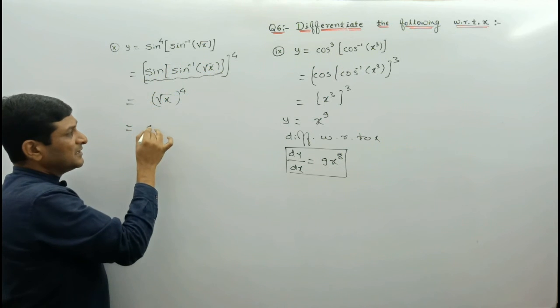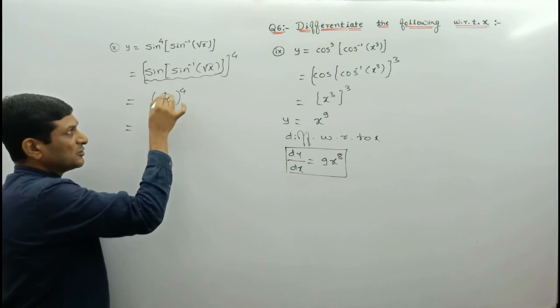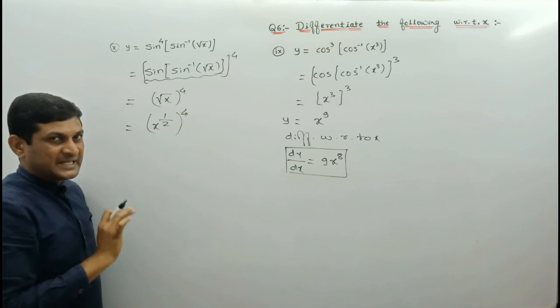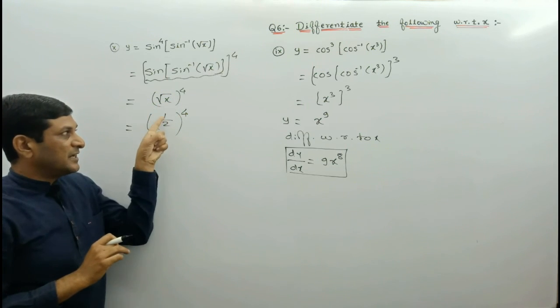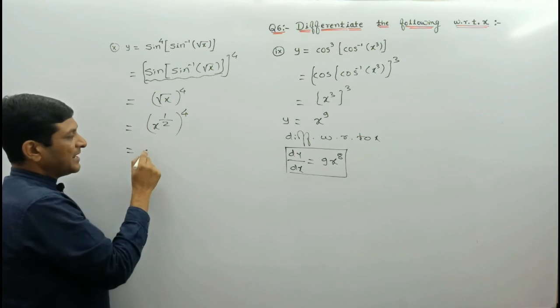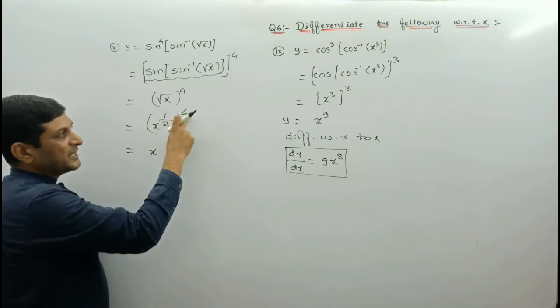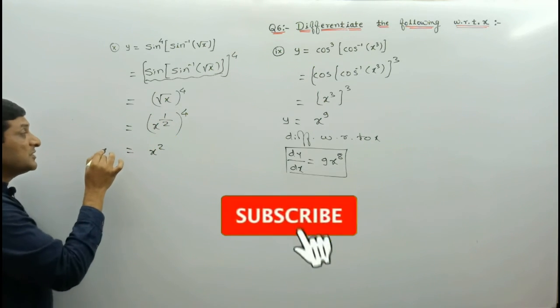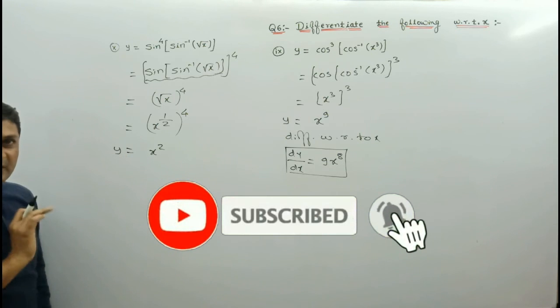Now root x can be written as x raised to power 1 by 2 raised to power 4, keep it as it is. Just simply root x can also be written as x raised to power 1 by 2. If we are taking multiplication of power according to laws of exponent, what will we get? 4 into 1 by 2 means 4 by 2. 4 by 2 means will be equal to 2. Means we have got the value of function in the simplest form.